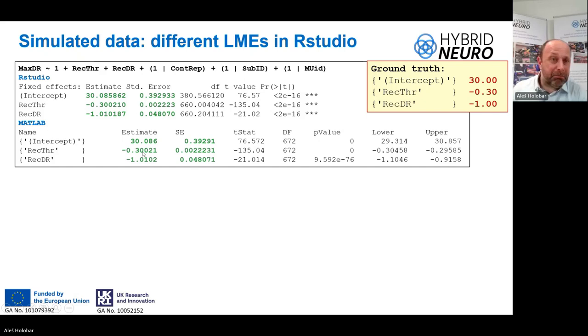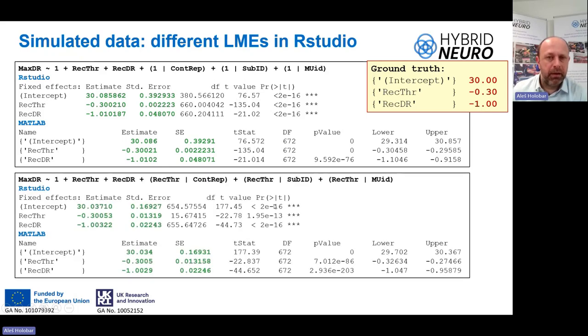Nevertheless, the estimated values compared to the reference ones are quite accurate, right? I can then improve things because I know the ground truth. I can add the random factors to the slope of the recruitment threshold, right? This is how it should be. And yeah, a slight improvement, but the previous estimate was already good enough.